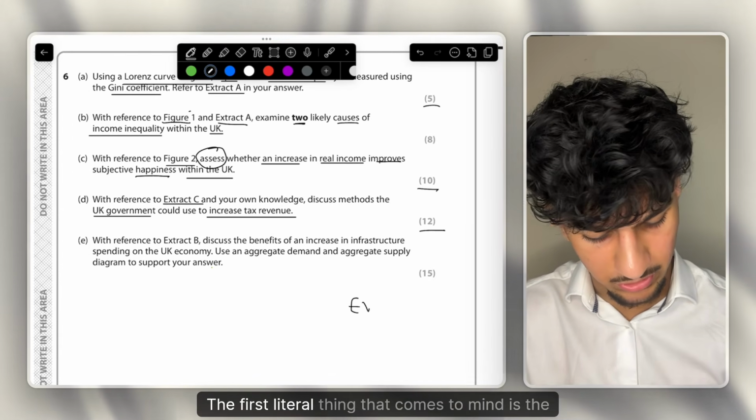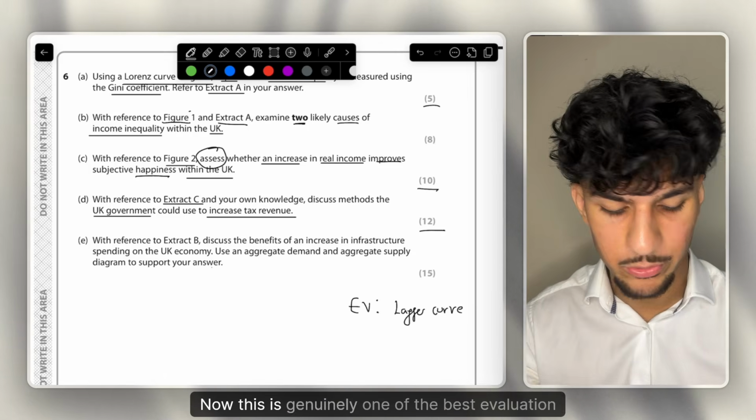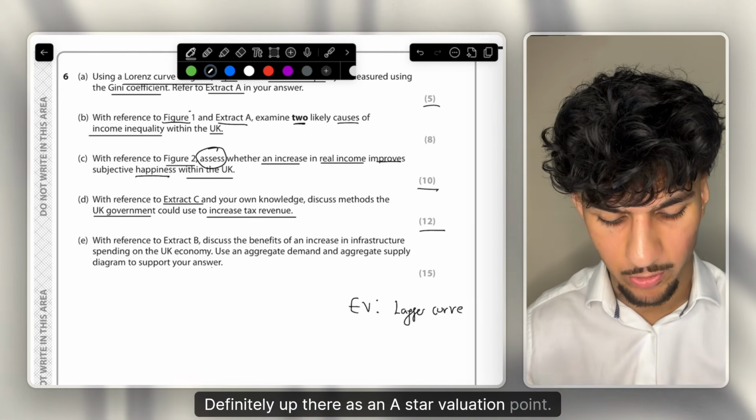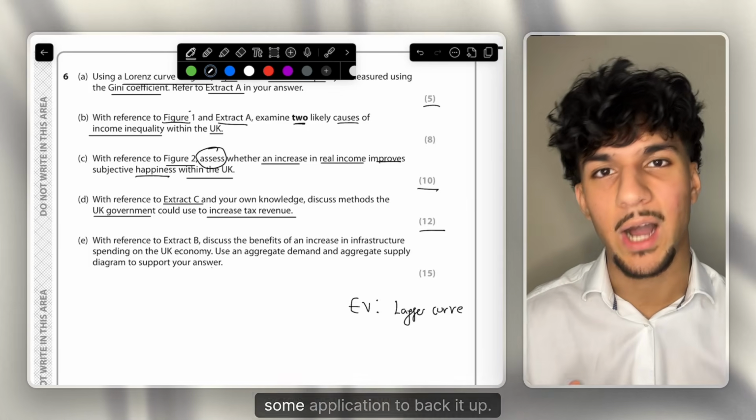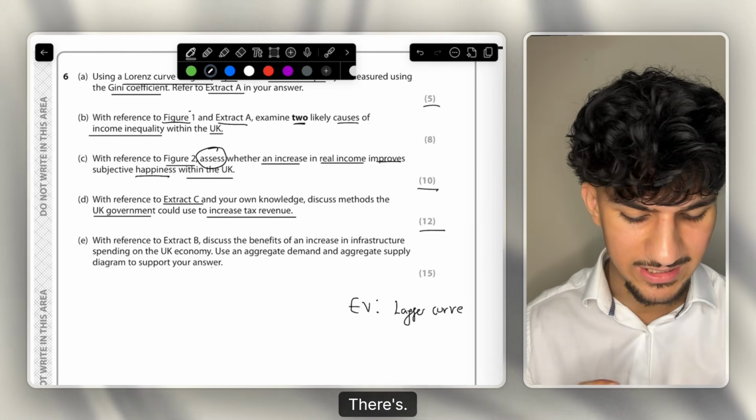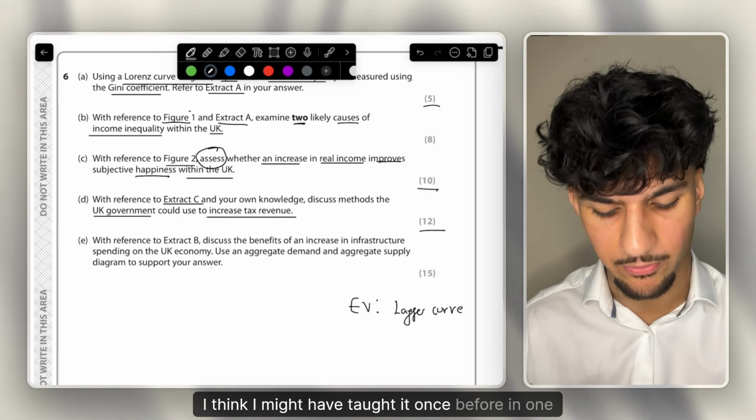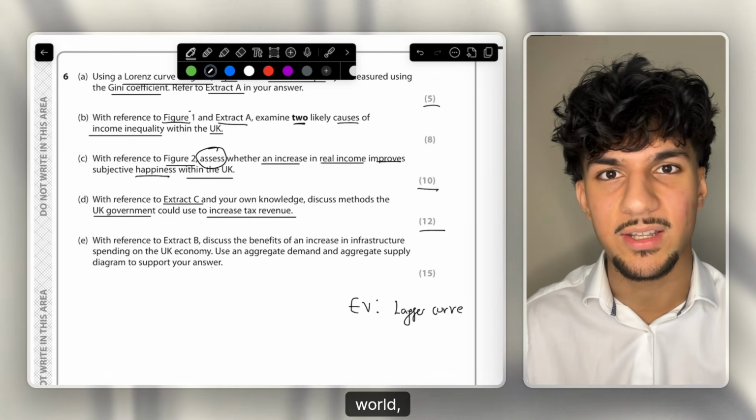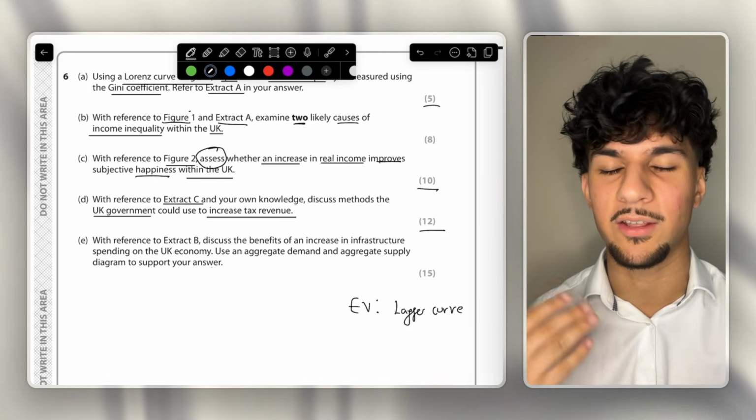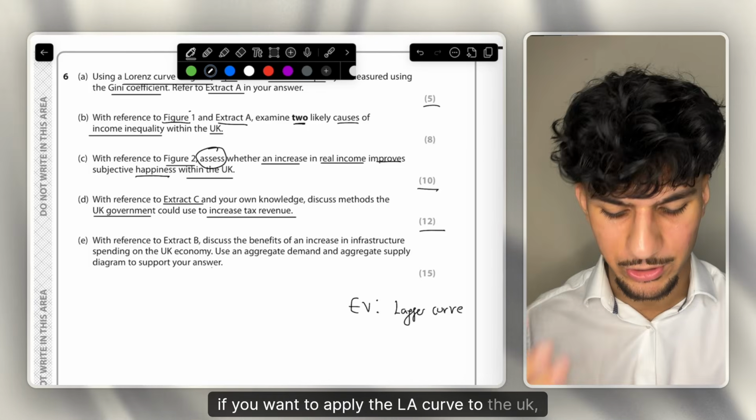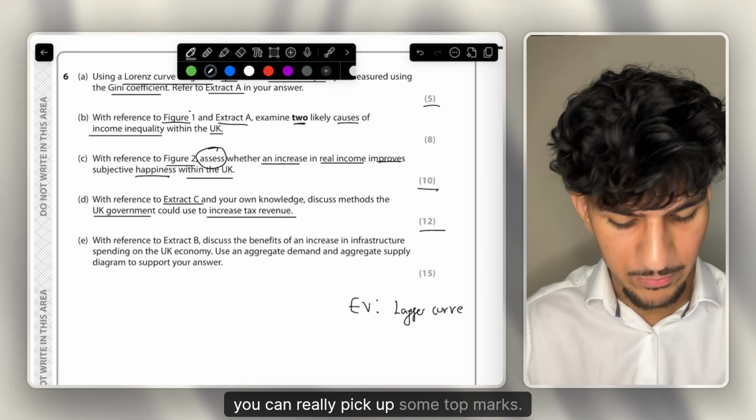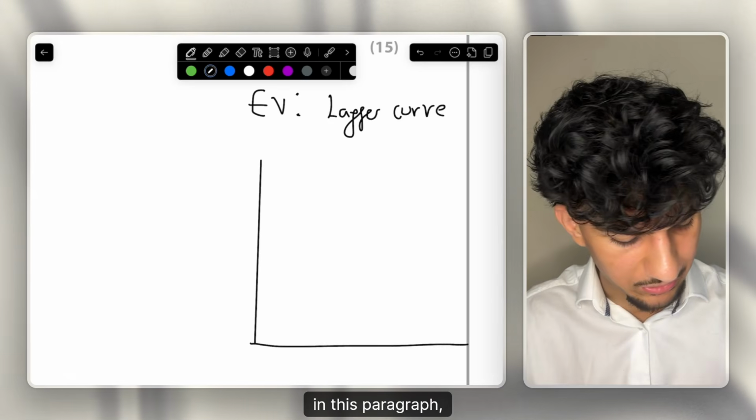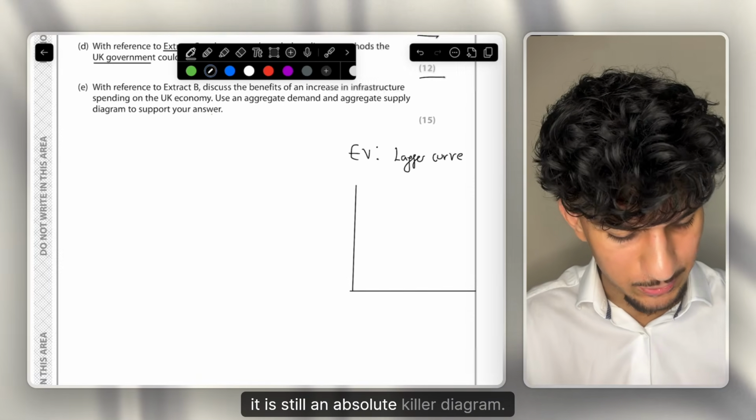The first literal thing that comes to mind is the Laffer Curve. Now, this is genuinely one of the best evaluation points, definitely up there as an A-star evaluation point, especially if you know some application to back it up. I think I might have taught it once before in one of the past papers, but if you know how to apply the Laffer Curve to the UK, you can really pick up some top marks. So let's get that drawn out. Even though that would just be an evaluation point in this paragraph, it is still an absolute killer diagram.